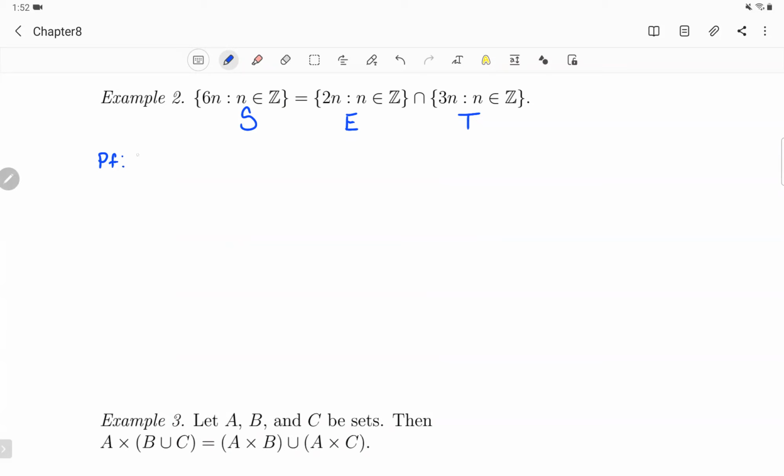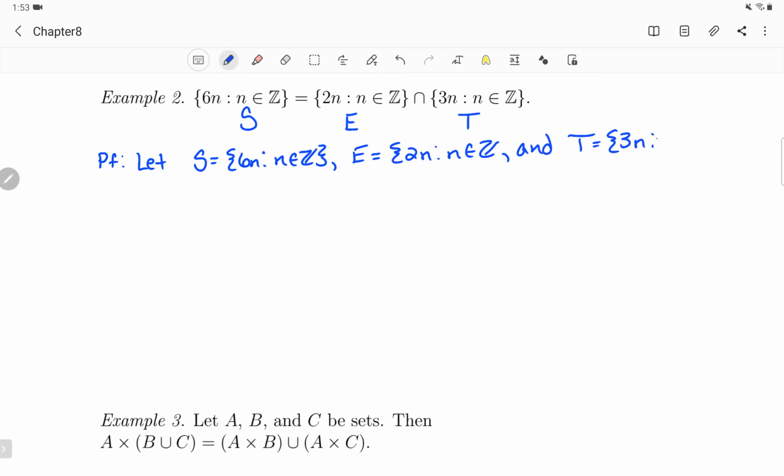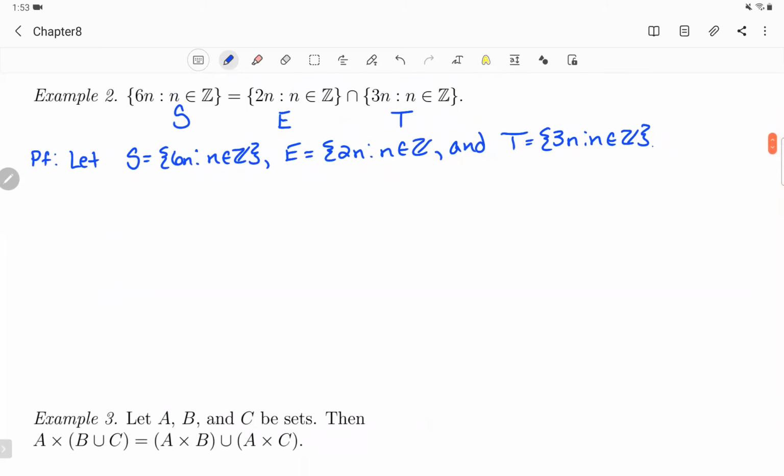So we are going to say let S equal the set 6n such that n is an integer, E equal the set 2n such that n is an integer, and T equal the set 3n such that n is an integer. Okay, so that's my assumption. Now, I need to show subset both directions. So I'm going to start with S, show it's in E intersect T first.